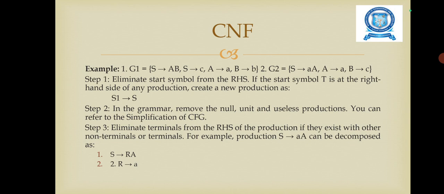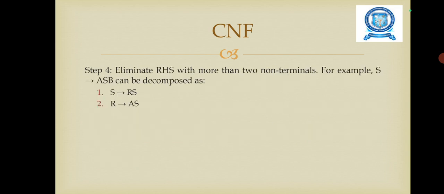In step 3, on the right hand side of the production, you are going to remove the terminals or non-terminals. For example, the production S tends to AA can be decomposed as S tends to RA, R tends to A. In step 4, eliminate right hand sides with more than two non-terminals. For example, S tends to ASB can be decomposed as S tends to RB, R tends to AS.